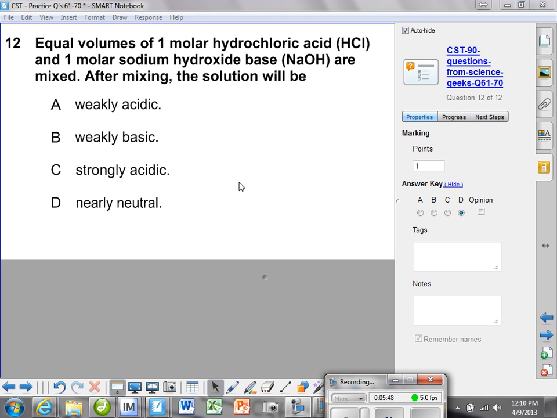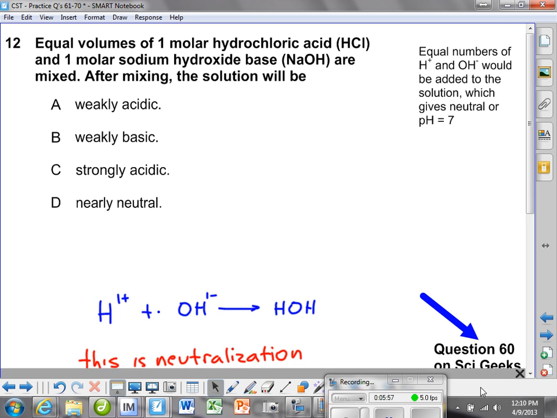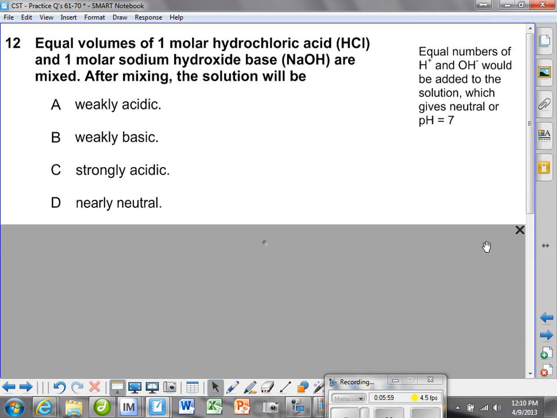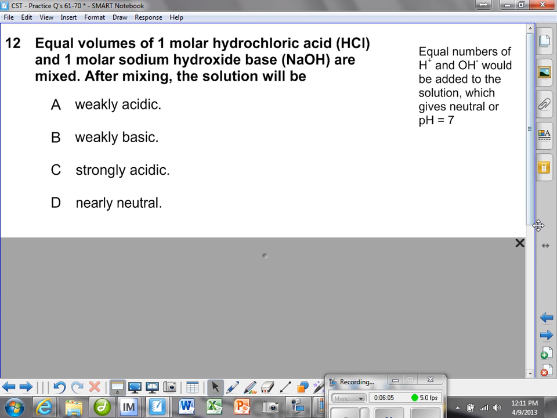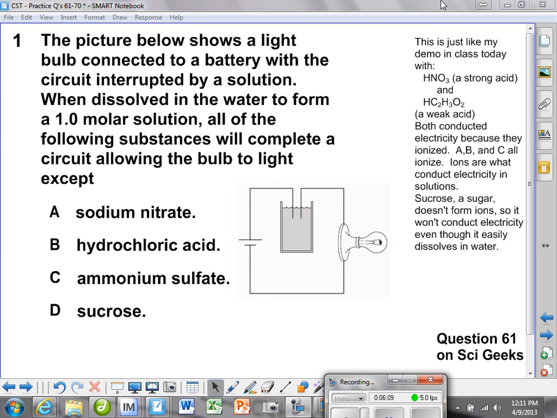So here's the answer. Obviously this is D, nearly neutral, and now we have completed questions 60 and 59. 59 was here, and this guy is 59, and this guy is 60. Now we're going to go to the beginning of this file. And so this is question 61.